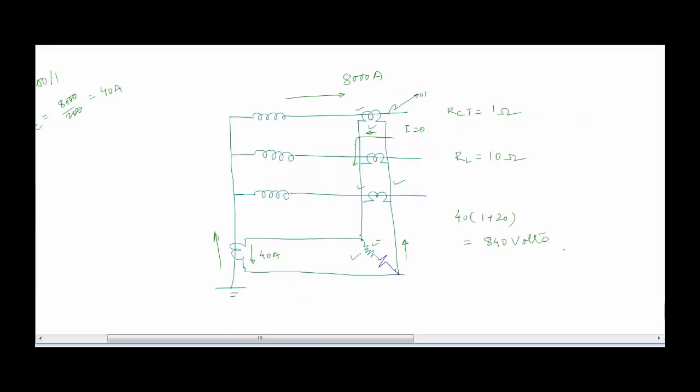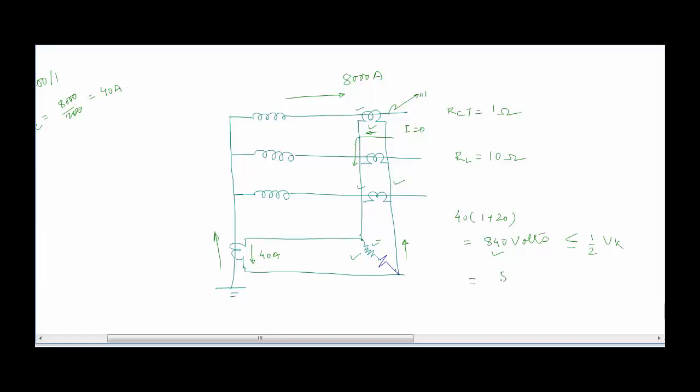So the magnitude of this voltage which is getting developed across the series combination of stabilizing resistance and the relay coil, which is 840 volts in this case, should be less than or equal to 1 by 2 of the knee point voltage of the CTs, because we are taking a safety factor of 2 so that we can avoid CT saturation due to a problem in the CT secondary circuit.